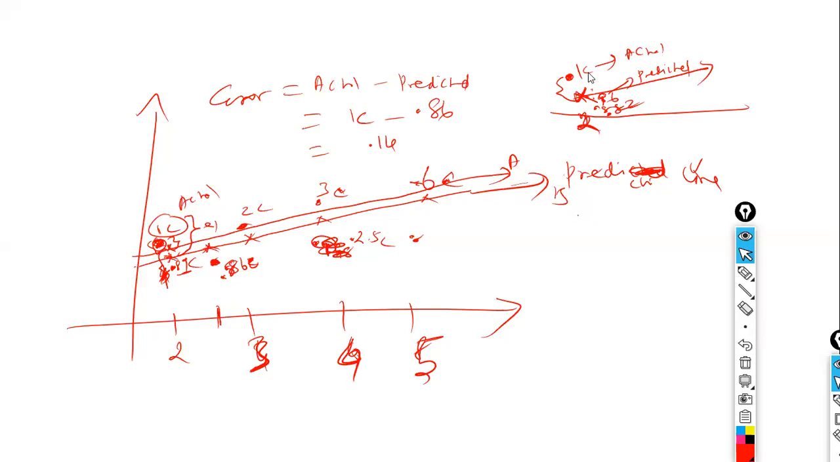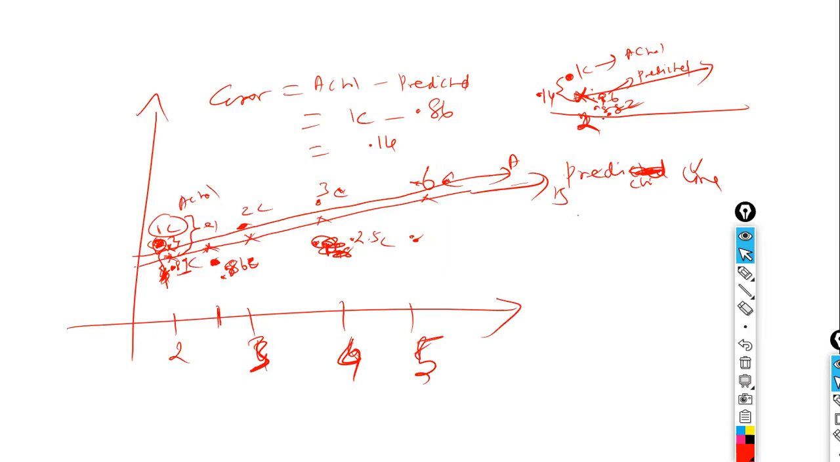Got it? So your actual is here, your predicted is here. In this case, if you draw a line here, the distance between actual and predicted is what I have written as an equation here: actual minus predicted. The actual is 1 crore and the predicted is 0.86. The difference between these two is 0.14. The distance is 0.14. I'll just write it here also, 0.14. These were actual and these were predicted. The difference is 0.14.